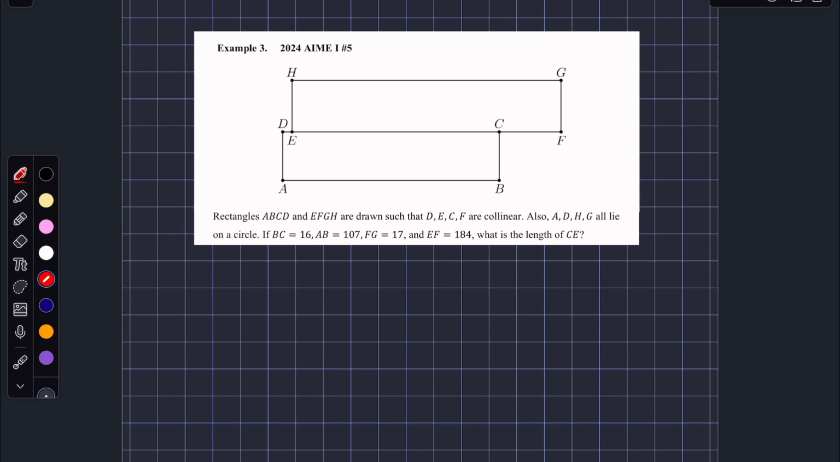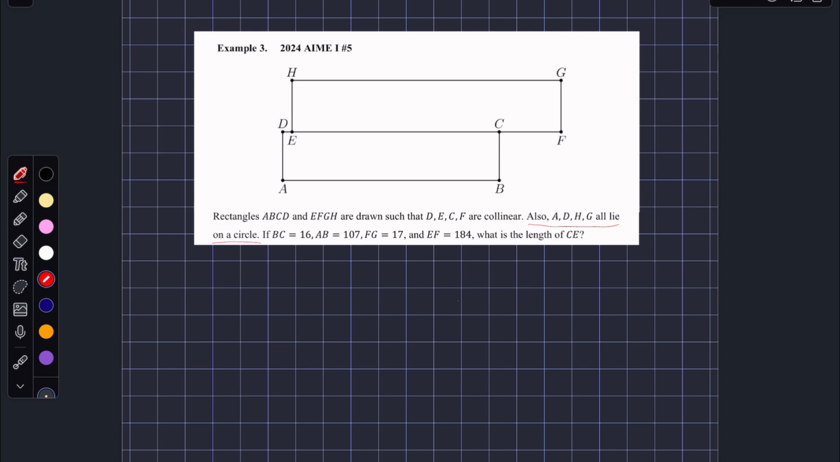Now, of course, there's many ways to go about this one problem, but in today's video, I'm going to focus on using the power of a point properties. So let's just get started. The problem tells us that we have these two rectangles, and the more important part is this part: A, D, H, G all lie in a circle.